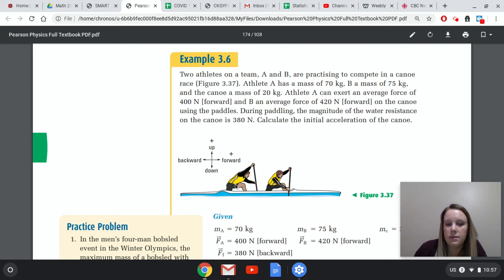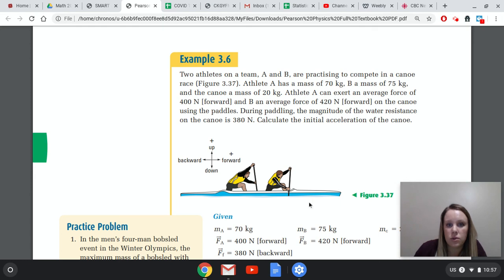A has a mass of 70, B has a mass of 75 kilograms, and the canoe itself weighs 20 kilograms. Athlete A has an average force of 400 newtons forward. B is 420 forward. During the paddling, the magnitude of the water resistance on the canoe is 380 newtons. Now they've told you the magnitude, but you can imagine what the water resistance would be doing. It'd be fighting against the canoers. So it's going to be 380 newtons backwards or a negative when we plug it in.